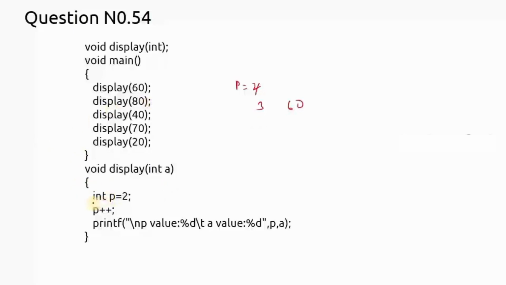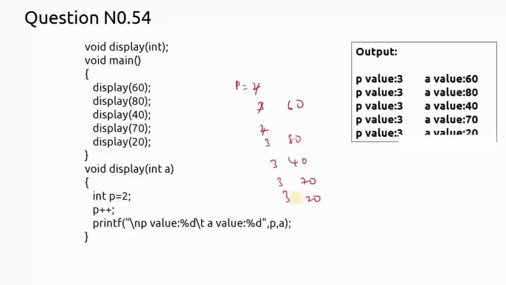Now you can see it's not static, it is a simple variable. So p is assigned 2. Now again p value will become 2 only. Now 2 plus plus, again 3. So 3 comma 80. Like this, now again 3 comma 40, 3 comma 70, 3 comma 20. Like this it will consider. So this is the difference you can observe whenever you declare it as static and without static.